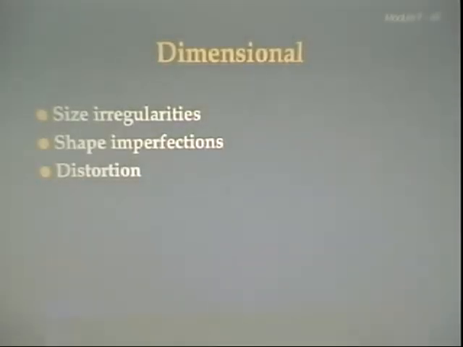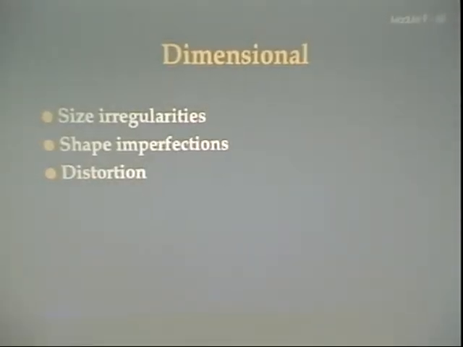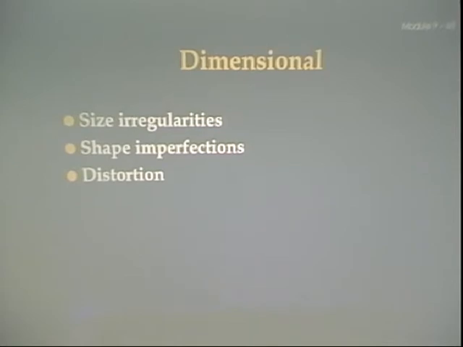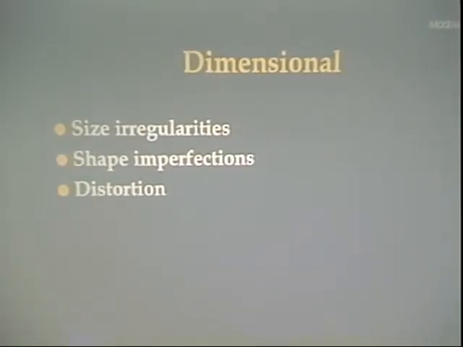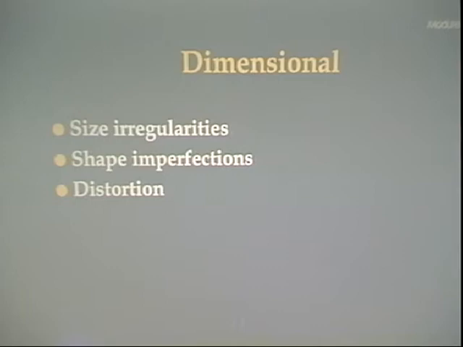And then that brings us to dimensional problems. So what are they? Size irregularities, shape imperfections, and distortion. So under dimensional, highlight that entire section on 923, flip the page, and then you can stop there where it says check by welding inspector.